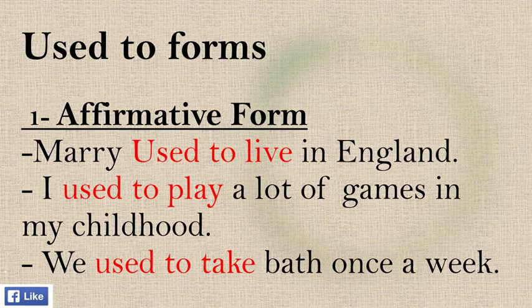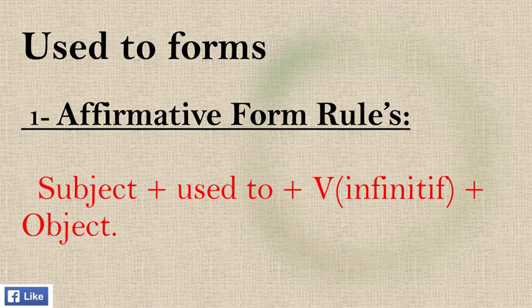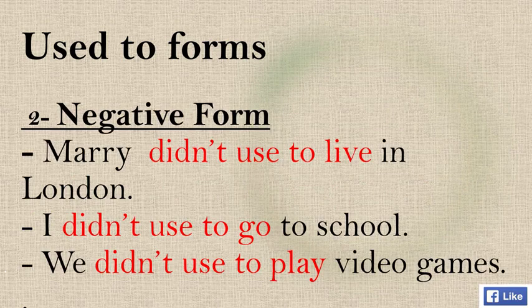نروح الآن إلى negative form. Mary didn't used to live in London. I didn't used to go to school. We didn't used to play video games. كذلك الأفعال هنا راهم يوصفون أحداث ماضية اللي كانت تتكرر معنا في الماضي. Past habits. Okay. Here we have the negative form didn't used to. So first example, didn't used to live. Second one, didn't used to go. Third one, didn't used to play.